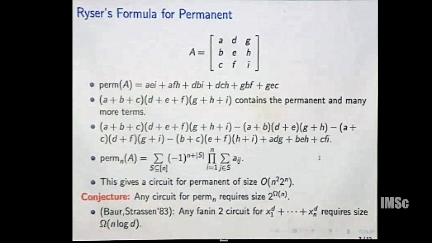So one nice thing to note here is there is also a circuit of size n log d for this polynomial. So you repeatedly square x1 log d times, like what we saw, and then repeatedly square x2 log d times, xn log d times. So there is a circuit of size order n log d that computes this polynomial. So it's a matching upper bound and a lower bound. You know nothing better than this.